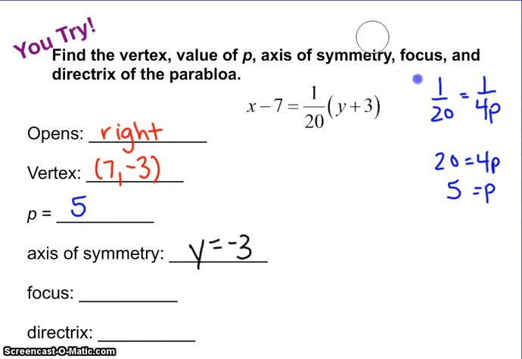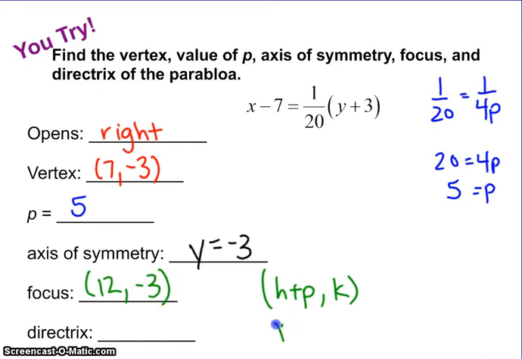All right, so let's move that out of the way a little bit so we can do some work on the focus. Remember that the focus is going to be h plus p, comma k. So h was 7 and p was 5, so 7 plus 5 gives me 12. And then I keep my k value, -3.